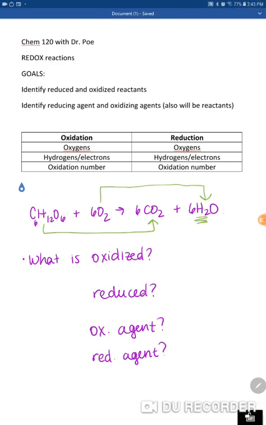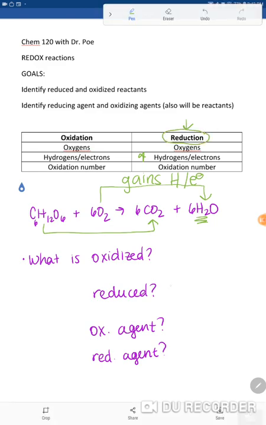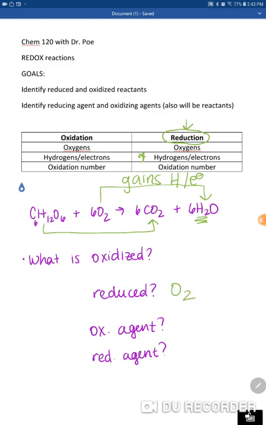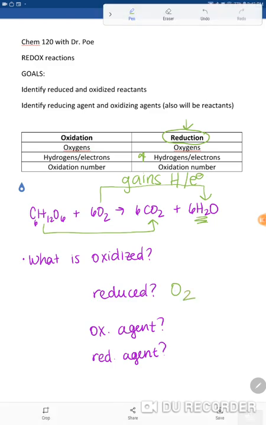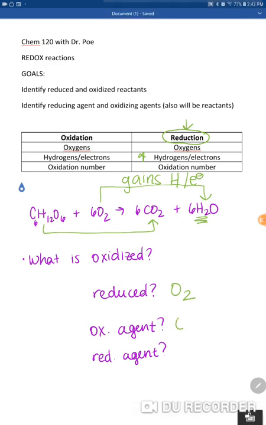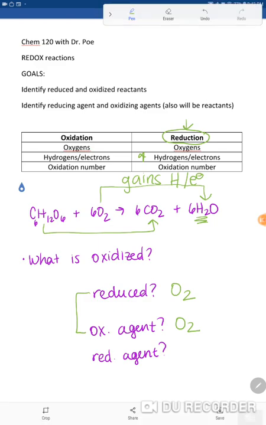This is a gain of hydrogen, which means it's also gaining electrons, which means it is reduction. So that increase in hydrogens and electrons means that oxygen is being reduced. When oxygen is being reduced, it is the oxidizing agent. The agent is causing oxidation. Oxygen causes oxidation, so the oxidizing agent is O2. Whatever is being reduced is paired with the oxidizing agent.